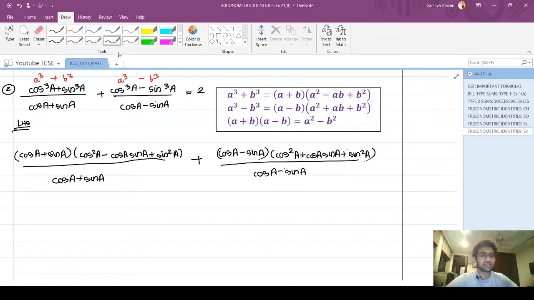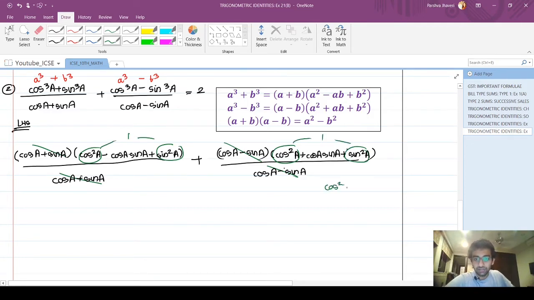Now a lot will get cancelled. Firstly, this will cancel with this, and this will get cancelled. Next, notice cos square A plus sin square A. This becomes nothing but 1 because of the identity cos square theta plus sin square theta is equal to 1. I use that identity. So what are we left with? We are left with nothing but 1 minus cos A sin A plus 1 plus cos A sin A.